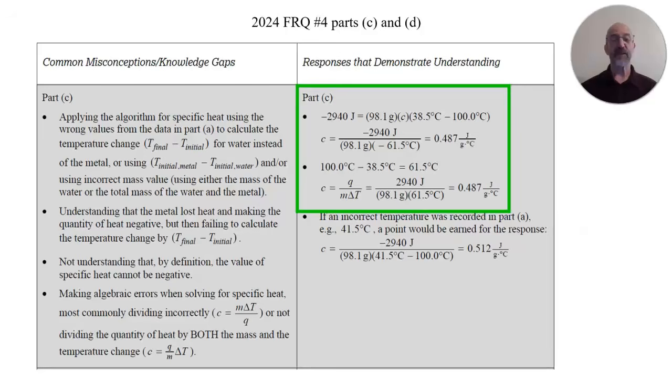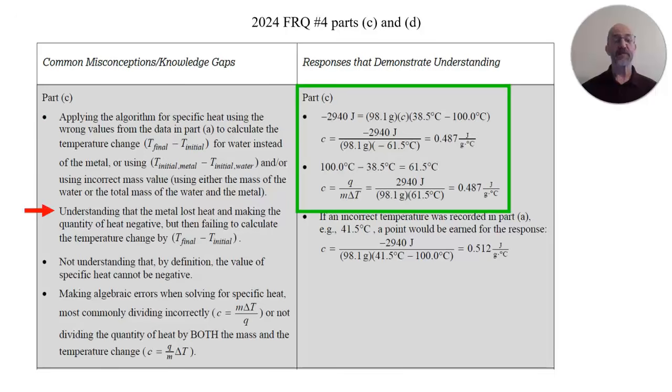Now, with respect to the intended answer, which you can see I'm highlighting in that green rectangle on the right side of this slide, here are some examples of common mistakes that students made. Some students used the wrong delta T. So what they did was the delta T for the water instead of the delta T for the metal, or some of them simply subtracted the initial temperature of the metal minus the initial temperature of the water. So they had the wrong delta T.